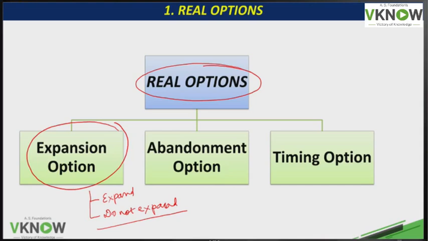Real option will make your NPV much higher than the project without the option, because if we have an expansion option, I can check whether expansion will be more profitable or not, and it helps us to further add something to our NPV calculated without the option.